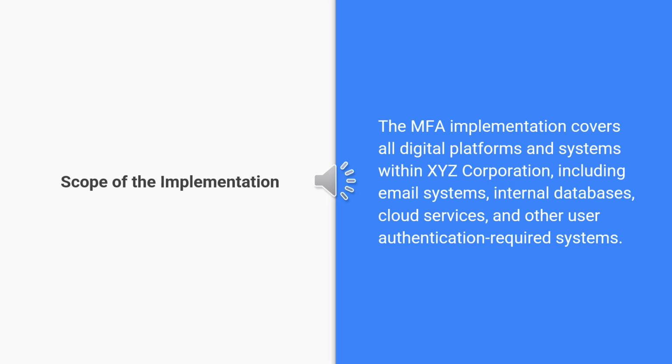And now I will move on to talk about the scope of implementation. The scope of the MFA implementation includes all digital platforms and systems used within XYZ Corporation. This includes but is not limited to email systems, internal databases, cloud services, and any other systems that require user authentication.